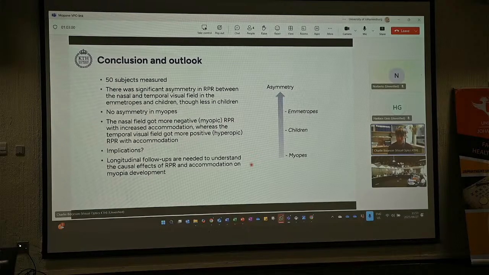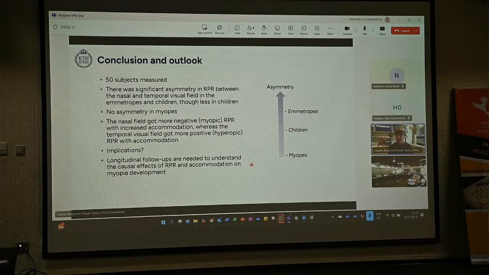So to summarize, we measured in total 50 subjects. We found that there was significant asymmetry in RPR between the nasal and temporal visual field in the adult emmetropes and in the children, though this was less clear in the children. And myopes had no distinct asymmetry. The nasal field got more negative RPR with accommodation, whereas oppositely, the temporal visual field got more positive hyperopic RPR with accommodation. So this increased the asymmetry that we saw in children and emmetropes.